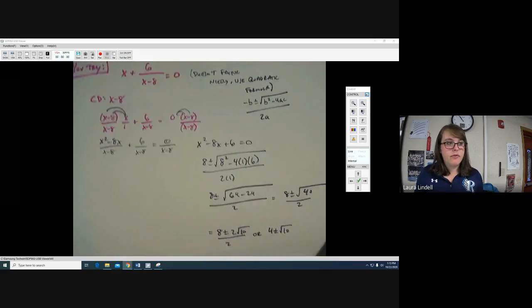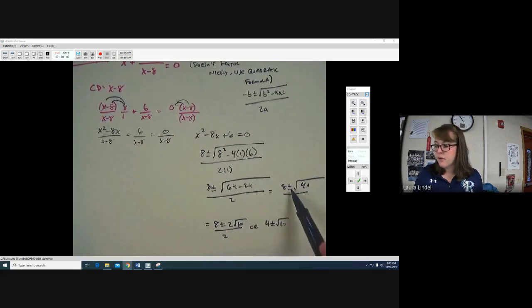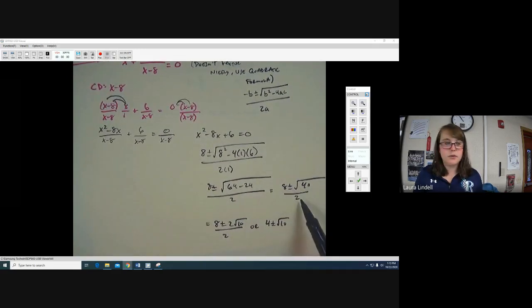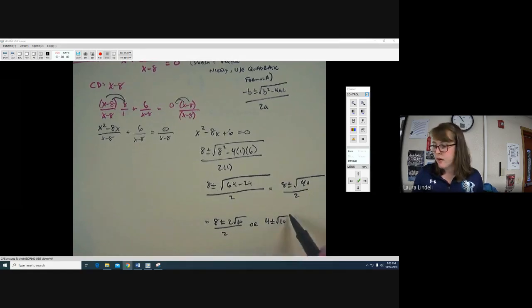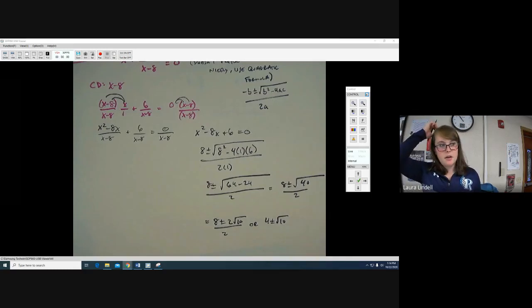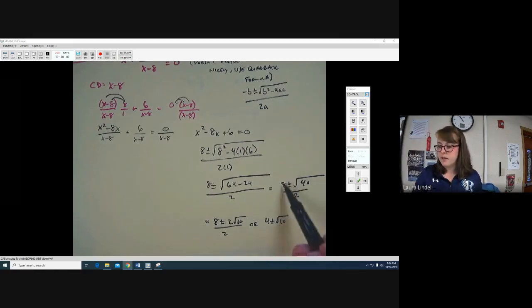So when you simplify that, we do end up with 8 plus or minus the square root of 40 over 2. But this does simplify further because root 40 simplifies to 2 root 10. So you can fully simplify it into 4 plus or minus root 10, or you can leave it this way. I would not dock points for leaving your root unsimplified. So any of these three things is an acceptable answer to me.